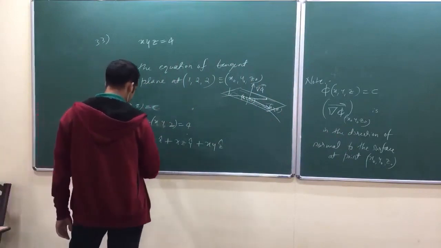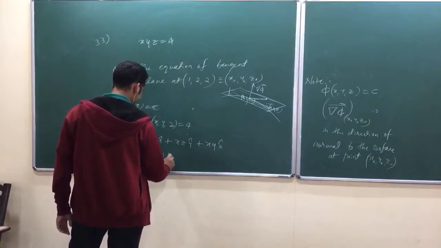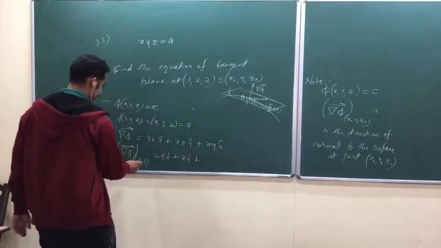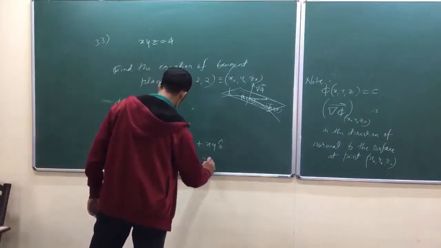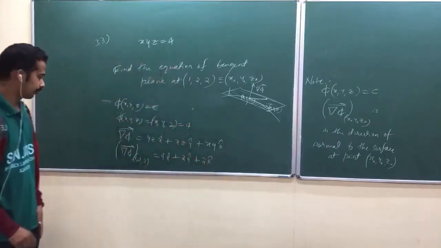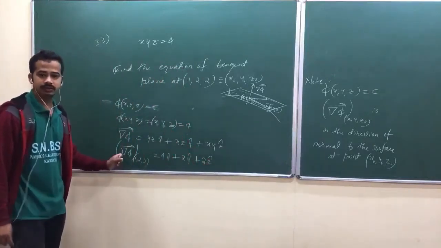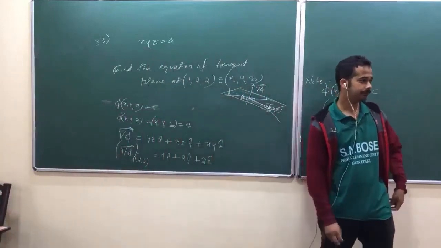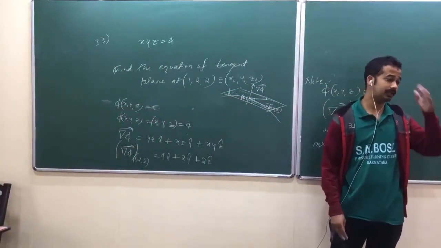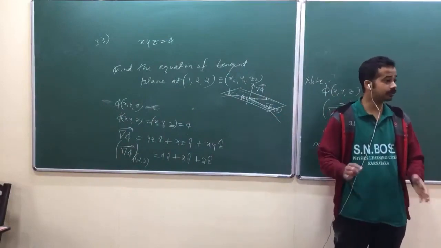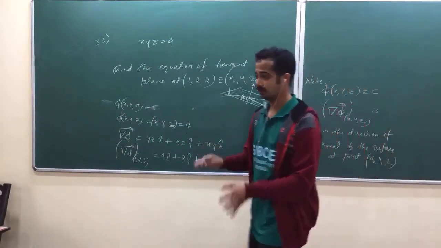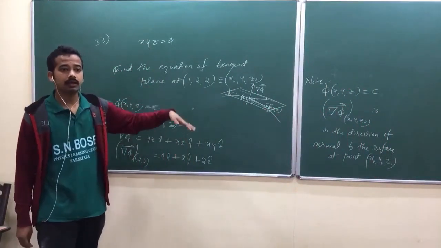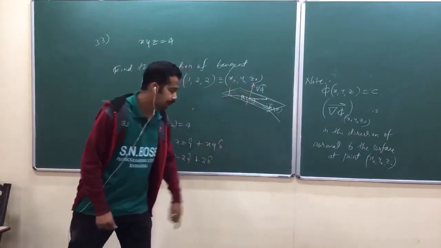Quickly, what is this one? 2 into 2, 4x cap, x into z, 2y cap, plus x into y, 2z cap. Now this is in the direction which is normal to the surface at that point. I'm talking about the surface, so differentiate that one. This is the surface. Whatever we are finding is the equation of the tangent plane. That's what we are finding.